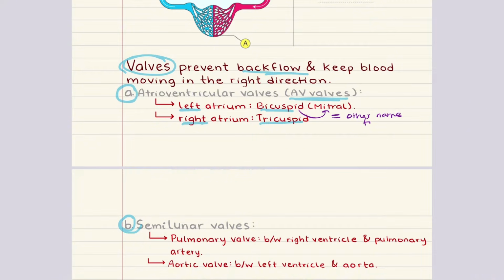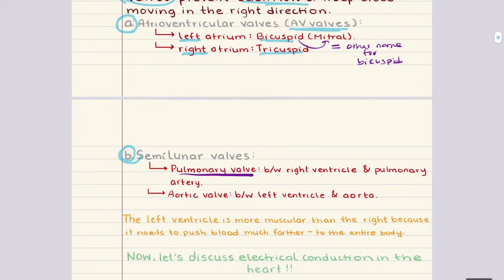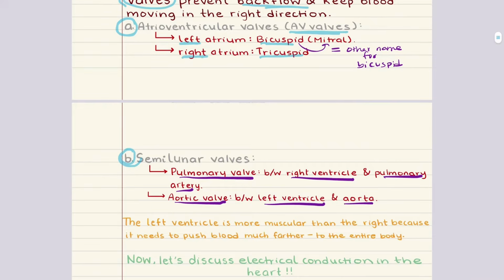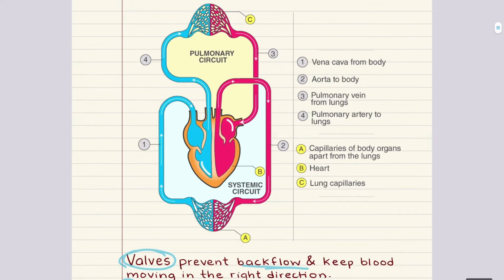As for the semilunar valves, they're located at the exits of the ventricles. So the pulmonary valve sits between the right ventricle and the pulmonary artery, and the aortic valve is between the left ventricle and the aorta. These valves open and close in response to pressure differences created during each heartbeat. They make sure that blood moves forward through the heart and out into circulation.